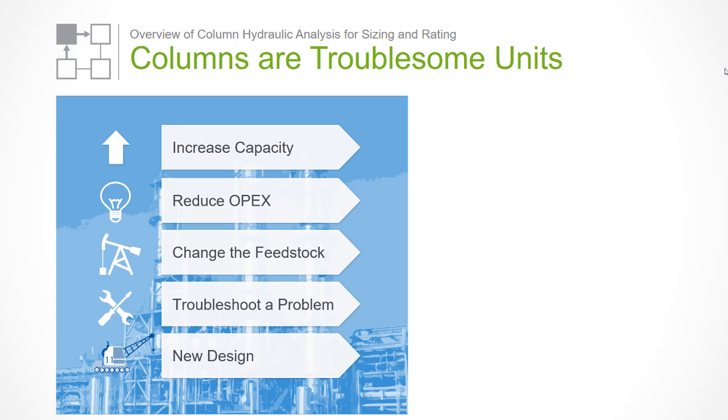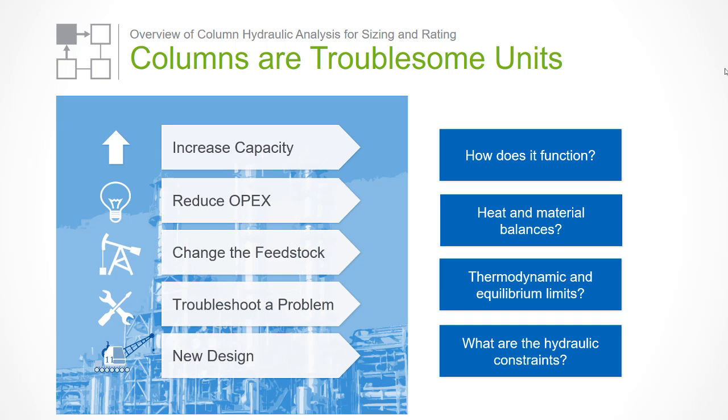There are several scenarios where column performance should be evaluated: increasing process capacity, reducing overall operating expense, evaluating a feedstock change, troubleshooting a problem, or evaluating a new design. At the same time, multiple facets such as the heat and material balance, thermodynamic limits, and hydraulic limits are involved to fully understand column operation and performance.